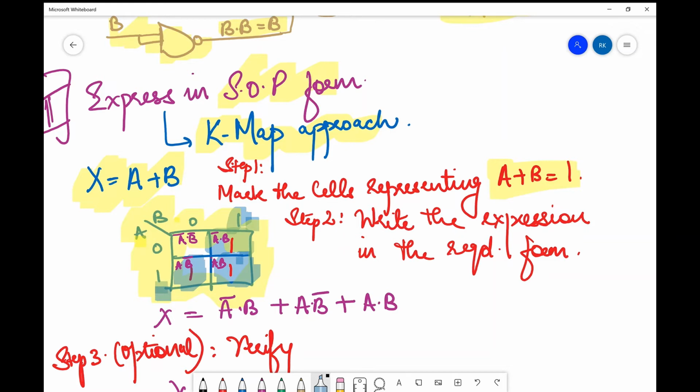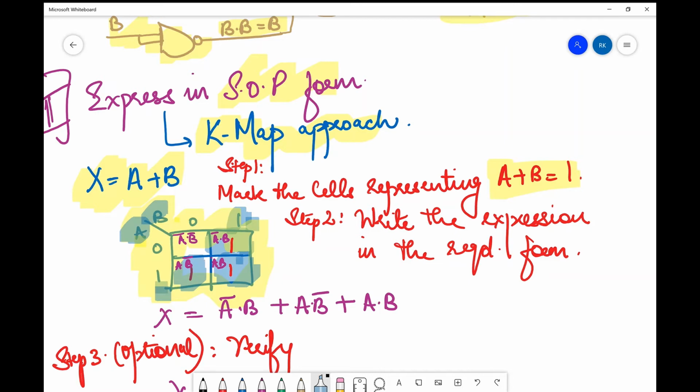Now, the second step is you need to write the expression in the required form, in whichever form it is required, POS or SOP. Since it is required in SOP form, I'll write each and every cell over here. I'll express each and every cell in the form of inputs A and B. So this is the point where you need to pay a bit more attention.